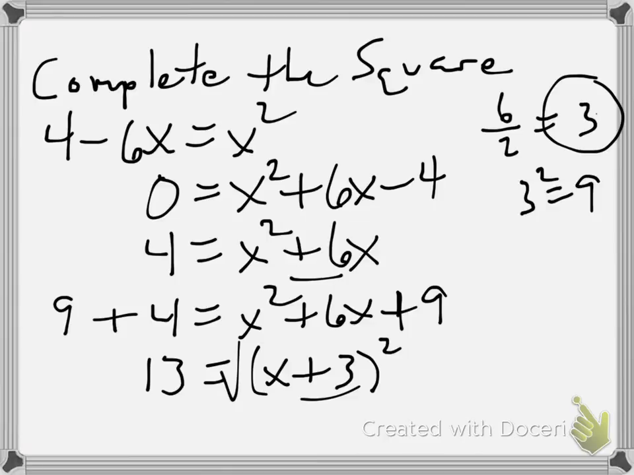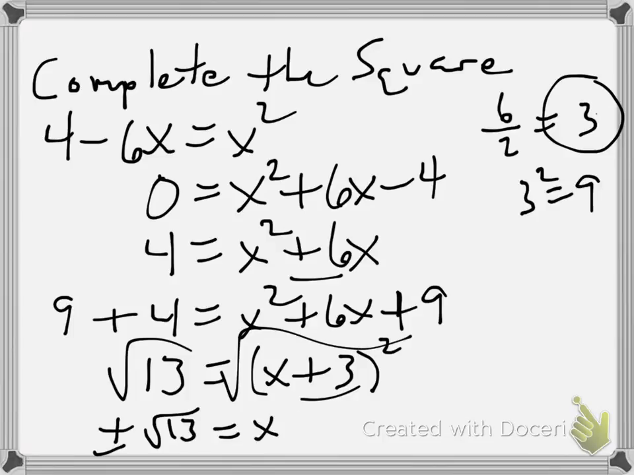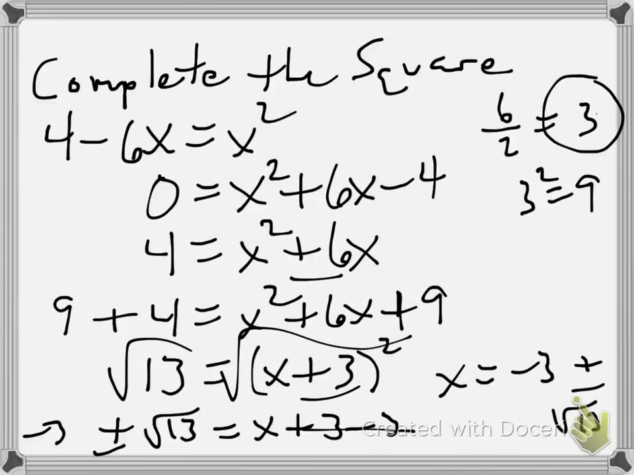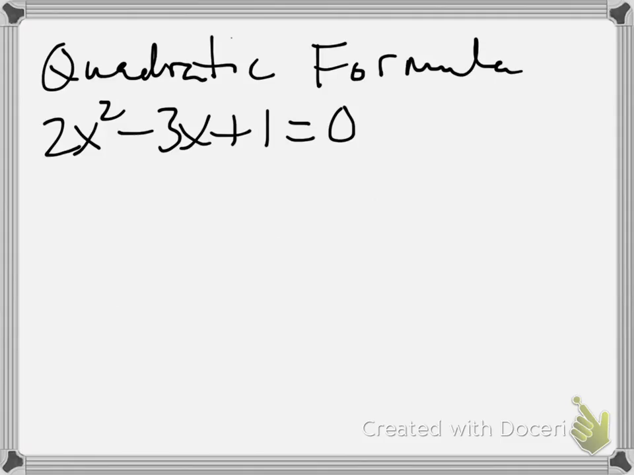Well, your parenthesis squared is by itself, so now we take the square root of both sides. I have plus or minus radical 13 equals x plus 3. Subtract 3 from both sides. So now the final answer is x equals negative 3 plus or minus radical 13. Now if you want to write that as a decimal, if you want to do negative 3 plus that and negative 3 minus that and write two separate answers, you're certainly free to do so. Okay, but that is the basic method for completing the square.